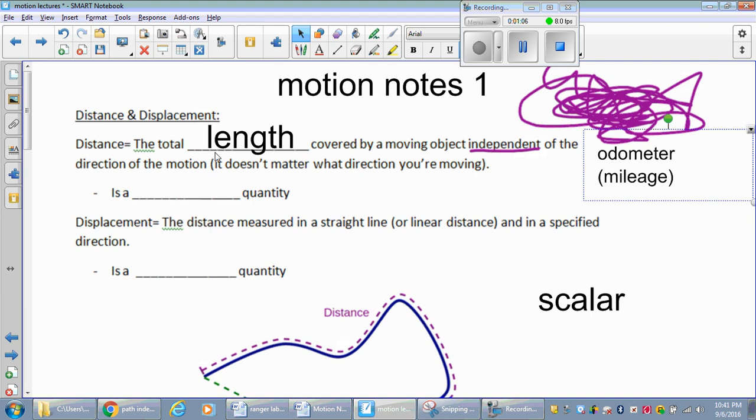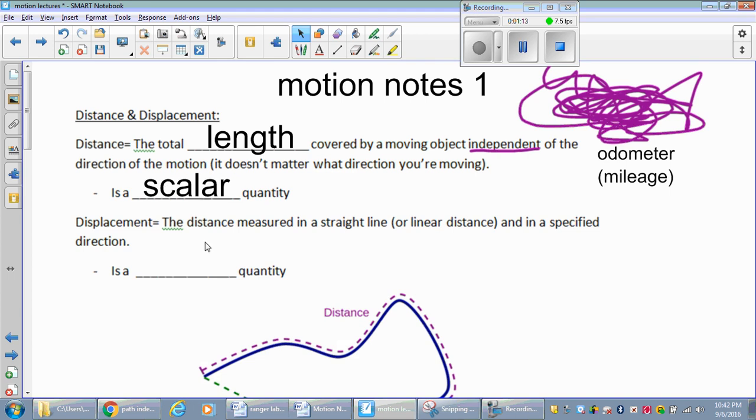Okay, so since we don't care about the direction we're going, this would make distance a scalar quantity, right? Scalar quantity. Okay, this is a magnitude or a number without direction. So without direction. Magnitude without direction.